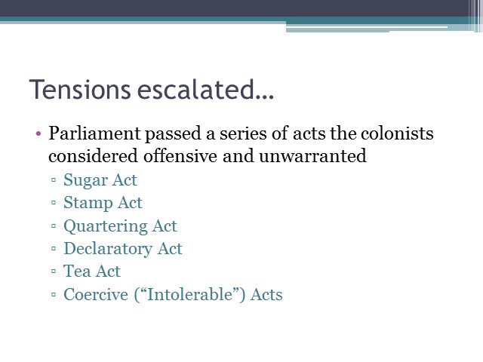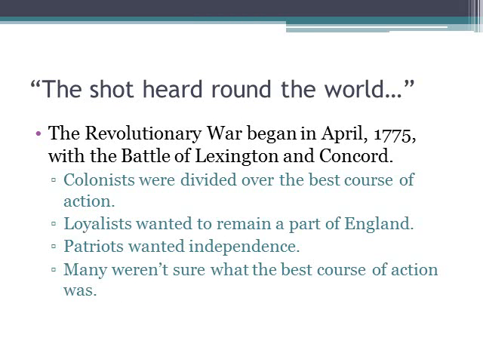Once the war ended, tensions escalated between colonists and the government in England. Parliament passed a series of acts that the colonists considered offensive and unwarranted. These included, but were not limited to, the Sugar Act, the Stamp Act, the Quartering Act, the Declaratory Act, the Tea Act, and a group of acts passed in 1774 known as the Coercive or Intolerable Acts. And we'll be talking more about what each of these acts means in class.